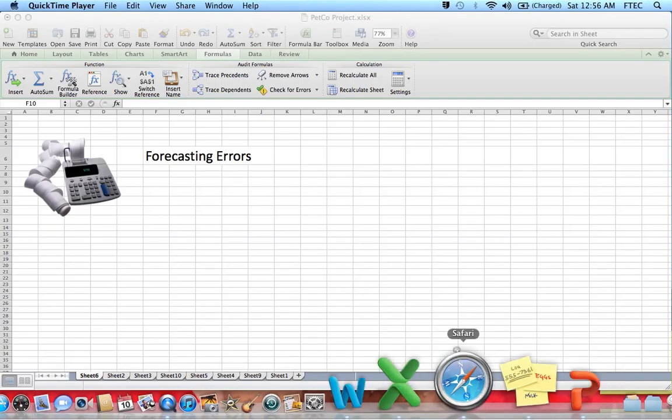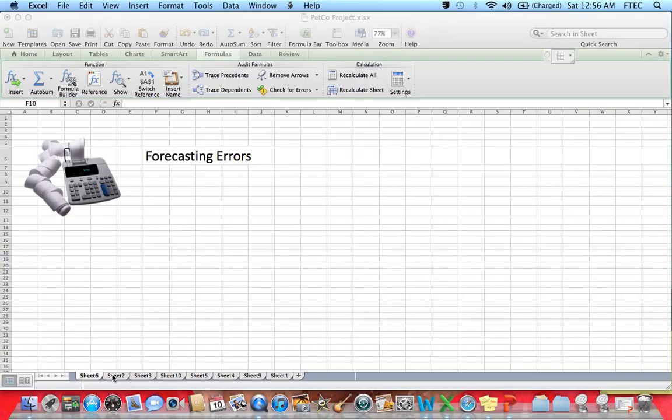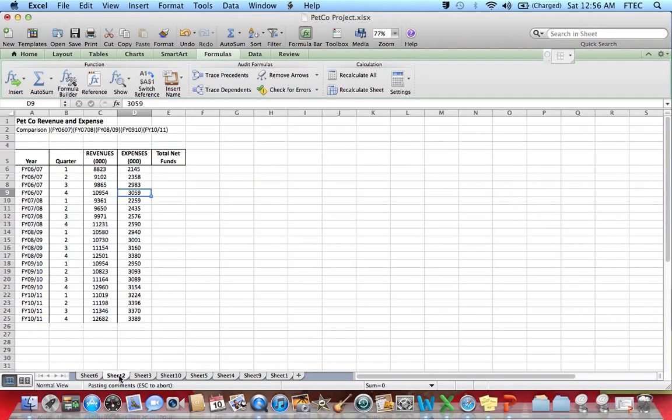Moving on, my company is Petco. And what we did here was a comparison of revenue over a 5-year period. And it was also broken up into quarters. You have your total revenues, your total expenses, and your total net funds.